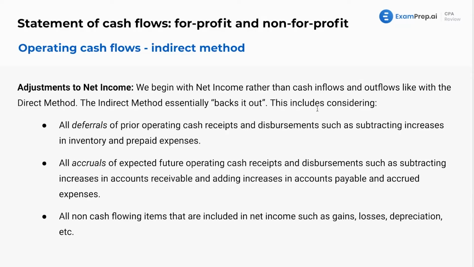It backs it out. This includes considering all deferrals of prior operating cash receipts and disbursements, such as subtracting increases in inventory and prepaid expenses, all accruals of expected future operating cash receipts and disbursements, such as subtracting increases in accounts receivable and adding increases in accounts payable and accrued expenses. So again, this is the same process as if we were going from accrual to cash basis. All non-cash flowing items that are included in net income, such as gains, losses, depreciation, etc.